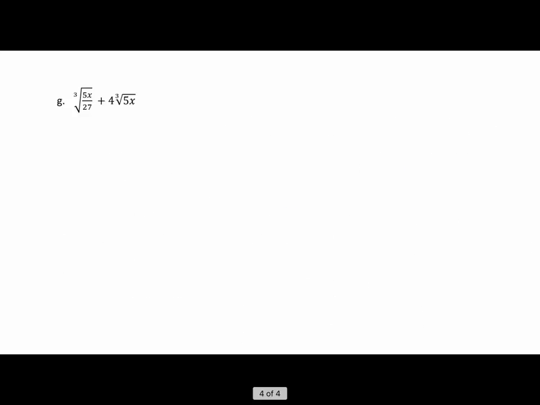For G, we've got cubed roots that we're adding together. So two separate terms here. They don't look like the same cubed roots. Let's simplify the first term. So I'm going to use the quotient rule to separate the radicals. So cubed root of 5x over cubed root of 27. And then I can simplify the denominator, because the cubed root of 27, that's 3 times 3 times 3, so the cubed root is 3.